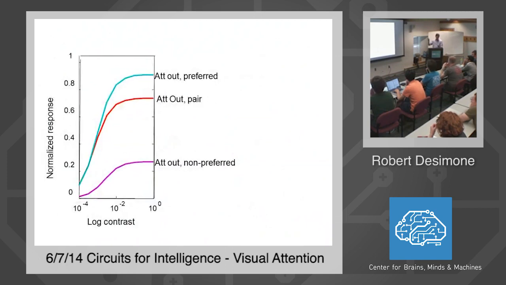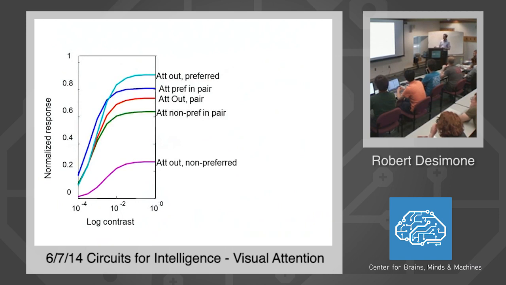And then if you take the condition where you have, let's say, a preferred and non-preferred stimulus in the receptive field, and look at those responses as a function of contrast, here you have, without attention, the response to the preferred and the response to a non-preferred. And when you put them together, it's sort of the average, but exactly where you fit in this range depends on the model parameters and the strength of those inputs. But if you now attend to the preferred, the response will go up closer to the preferred by itself, and if you attend to the non-preferred, the response would go down closer to what you'd have had with the non-preferred there by itself.